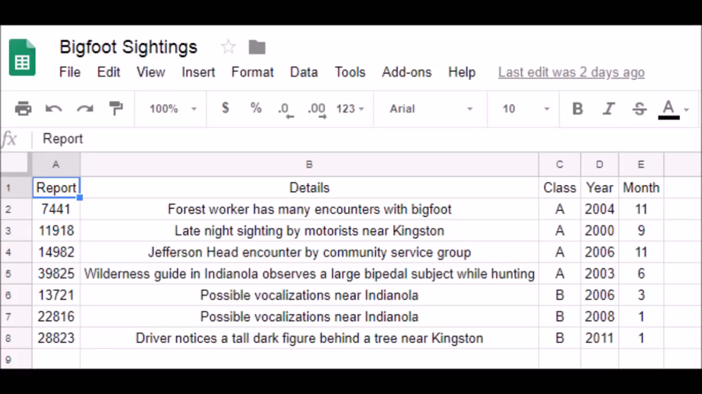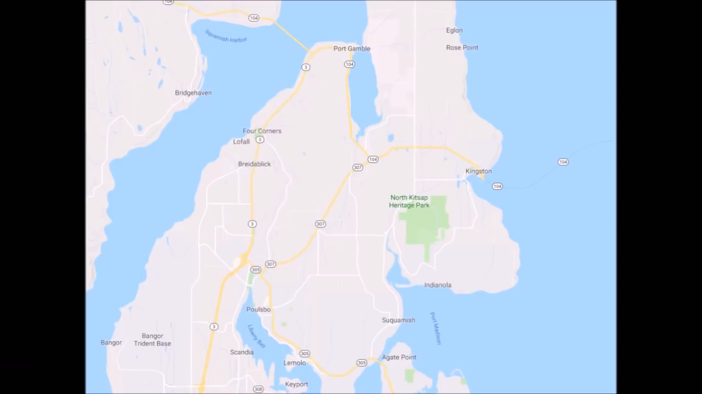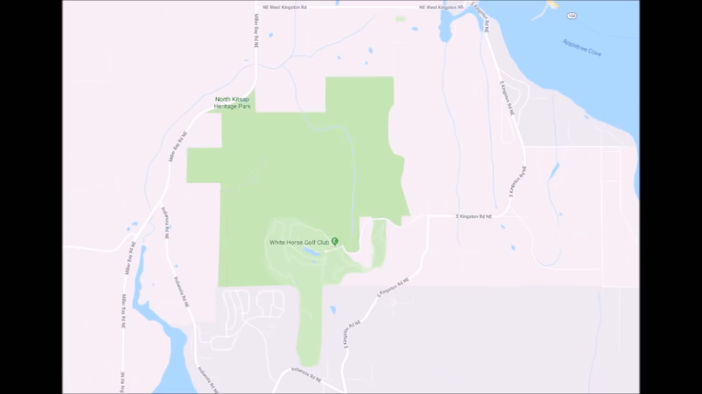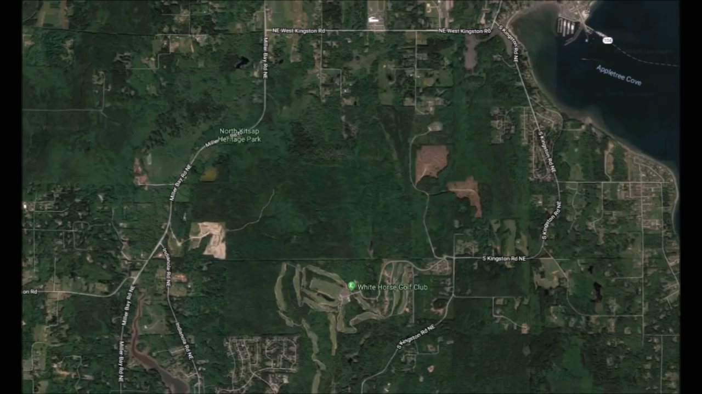But this forestry worker has many encounters with Bigfoot. I'm going to zoom in on that one now. Here I'm just showing how it's relatively easy now to go to Google Maps and zoom in on the same area and come up with similar information. And then the one really cool thing that happens is of course you can go to satellite view and you can have a look at the terrain.